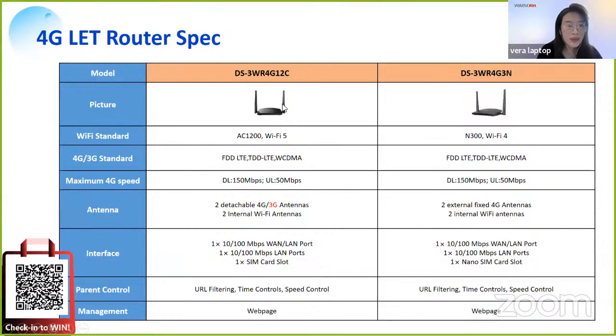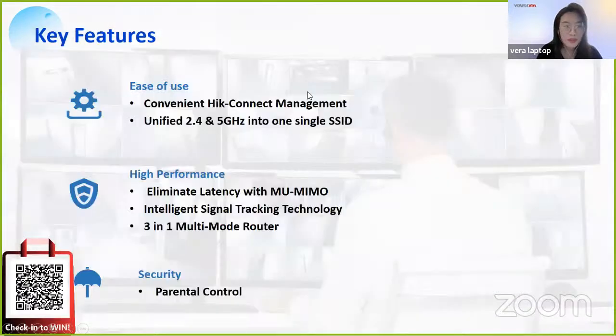And the 4G LTE router spec. This is a cost-effective choice for SMB users. The left-side model supports Wi-Fi 5 and the right-side model supports Wi-Fi 4. The key features: the first one is easy to use. It's convenient for Hik-Connect management and supports a unified dual band, merging 2.4 and 5G into one single SSID. For high performance, it can eliminate latency with MIMO, intelligent signal tracking technologies, and a 3-in-1 multi-mode router. And last, parental control.